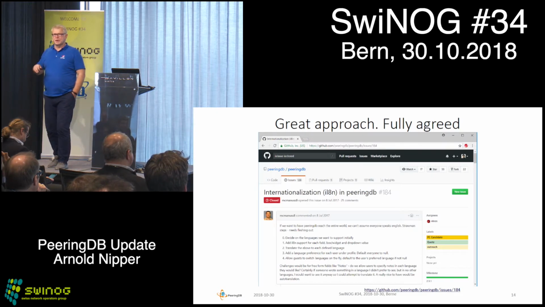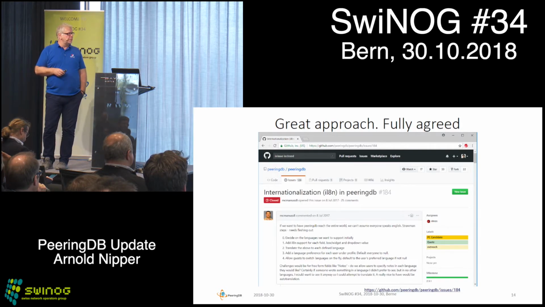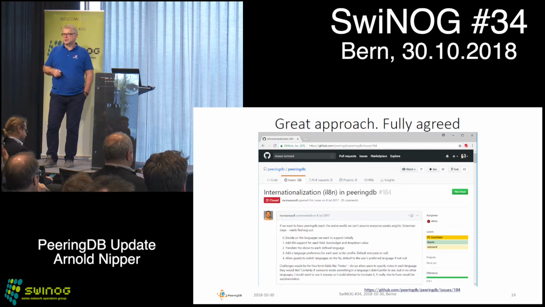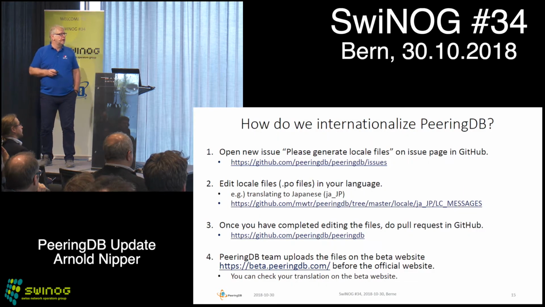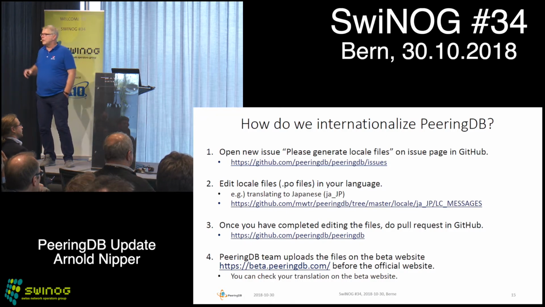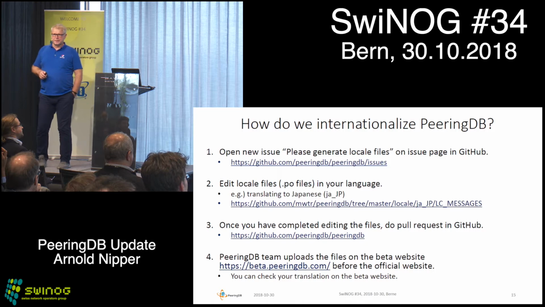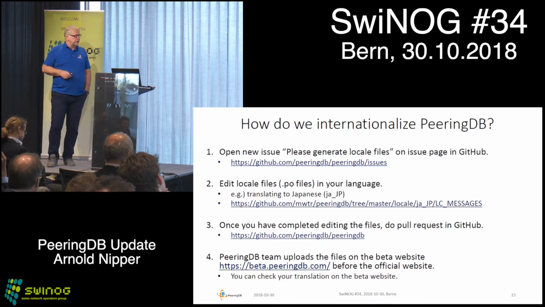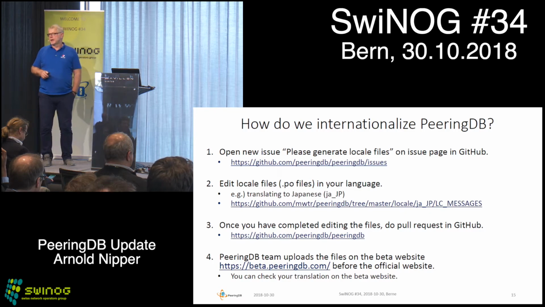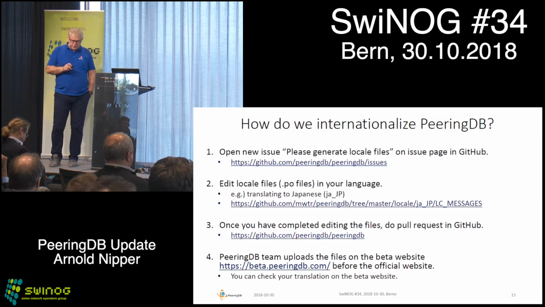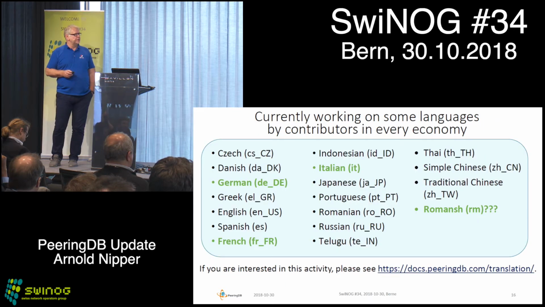Everything also goes via Github. We already opened a Github issue on internationalization last year and sketched out how it would look. This is how it looks in detail. You just say, hello, I want to have PeeringDB in my own language. Then the local files are generated for you, and you do the translation. It's checked in again and is visible at better.peeringdb.com.